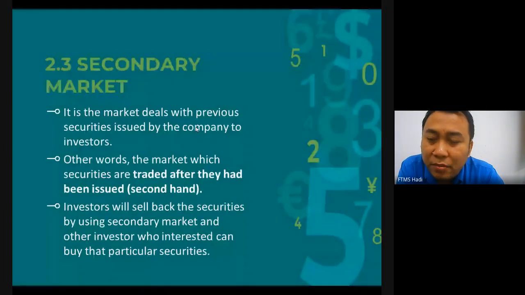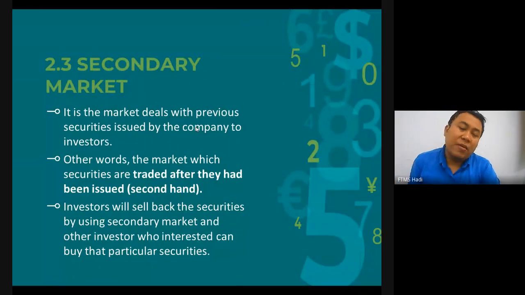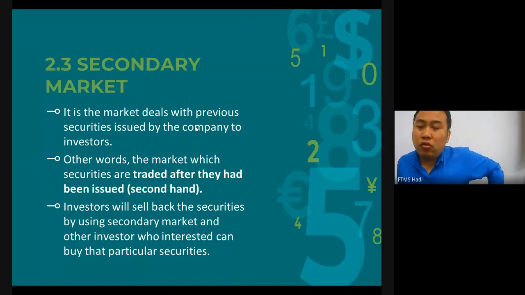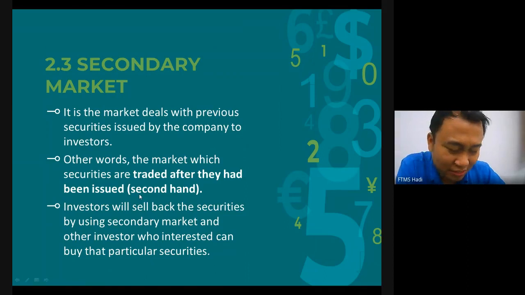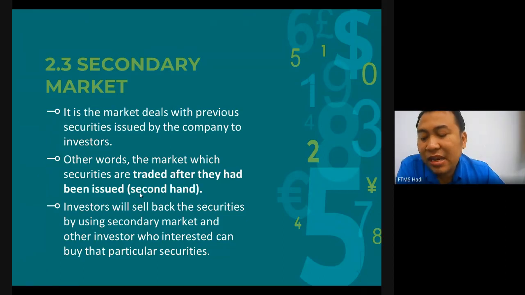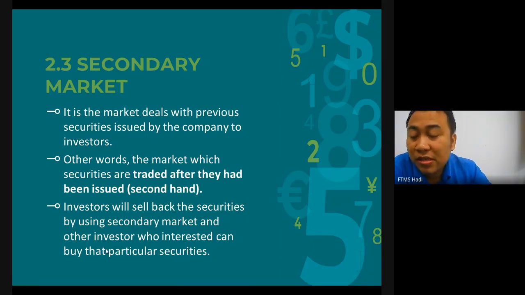Okay, but the secondary market deals with previous securities issued by the company to investors, in other words, the market in which securities are traded after they have been issued. In other words, it is called second hand. For example, the company sells shares to me, and then I sell back to the company, and the company sells the shares that I purchased before to Emma, for example. Then Emma sells the shares back, and they sell to another friend, let's say Sham. Sham will sell back the shares that were bought before, and the company will sell to another person. In other words, it's second hand, whereby the shares have been traded and exchanged owners.